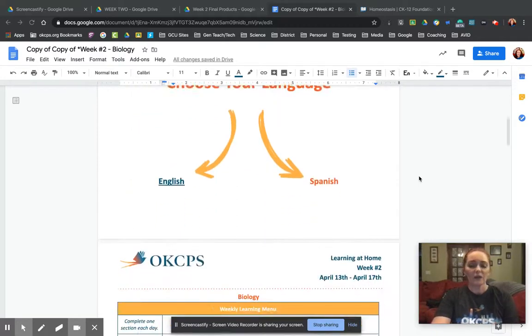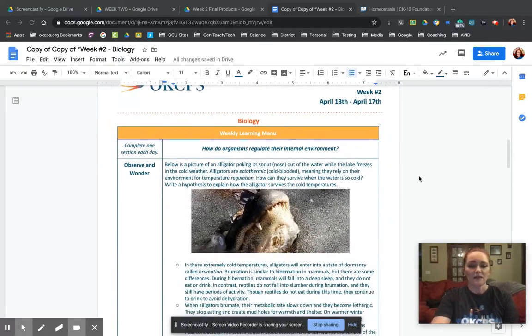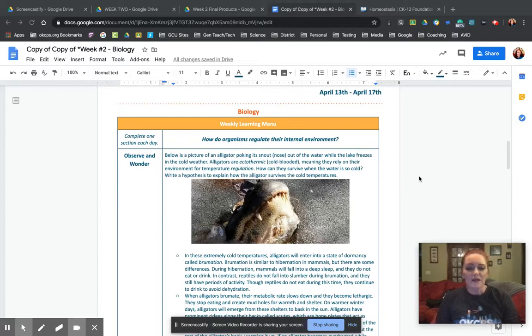Looking at the weekly lesson, you'll see that our topic is how do organisms regulate their internal environment. In the first section of Observe and Wonder, you're posed with the scenario of an alligator, which is an ectothermic organism, using the external environment to help them regulate their internal temperatures. We want you to start by writing a hypothesis to explain how the alligator survives the cold temperatures.